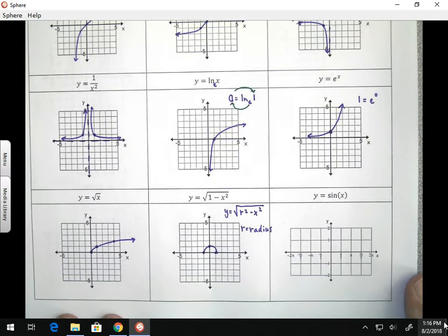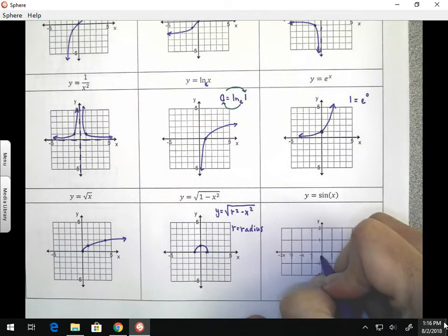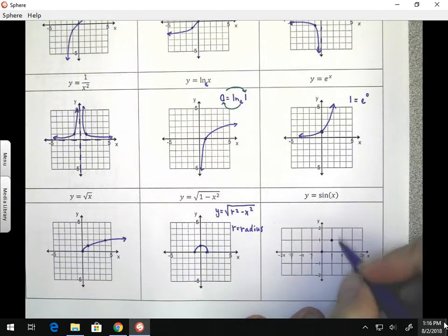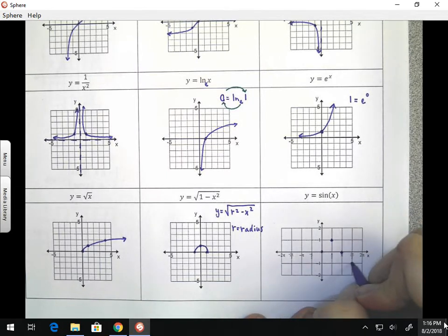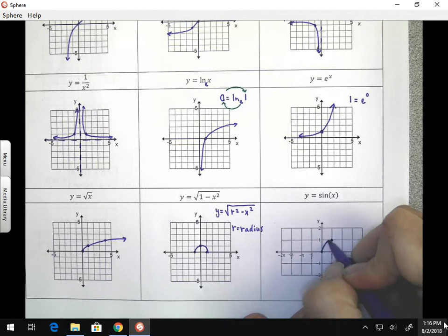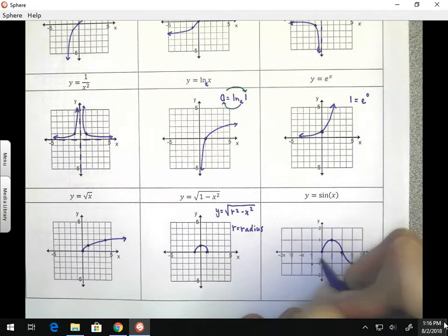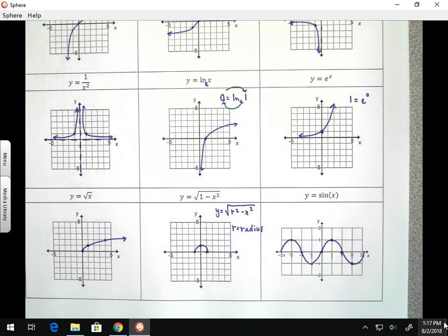Okay, now for sine. I know that sine of 0 is going to be 0. Sine of pi over 2 is 1. Sine of pi is 0. Sine of 3 pi over 2 is negative 1. And so then I can just keep going with this pattern. And I can follow it this way as well. So there's our sine, something we will be working with a lot.